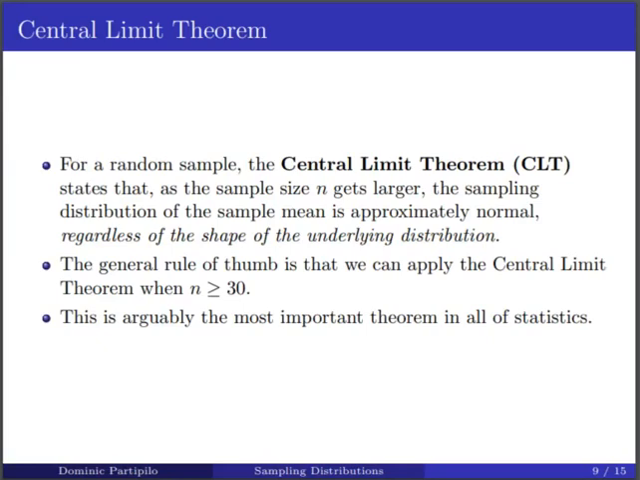So for a random sample, the central limit theorem, or we call it the CLT, states that as the sample size gets larger, the sampling distribution of the sample mean is going to be approximately normal, regardless of the shape of the underlying distribution. And the general rule of thumb is that we can apply the central limit theorem when n is greater than or equal to 30. That's when n is large enough to say that this distribution is going to be approximately normal. And as I said, this is arguably the most important theorem in all of statistics.